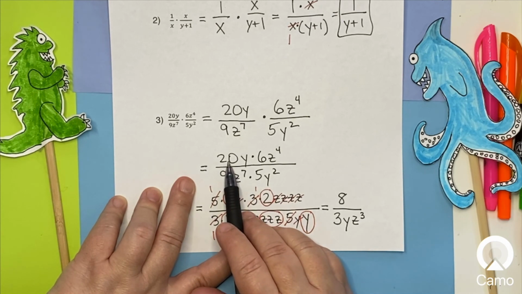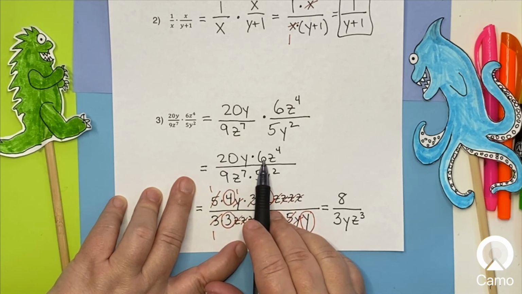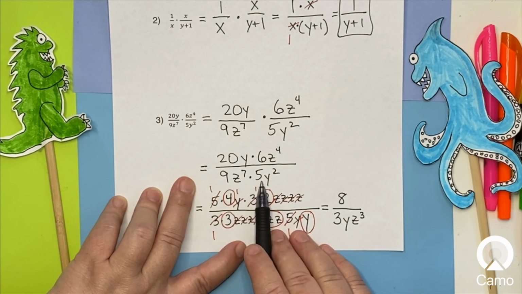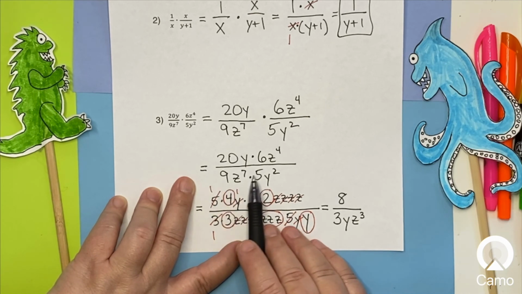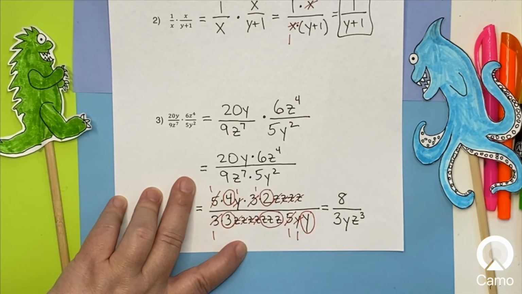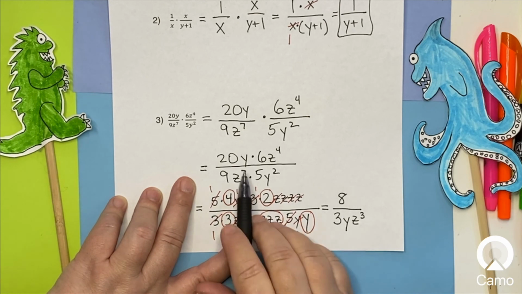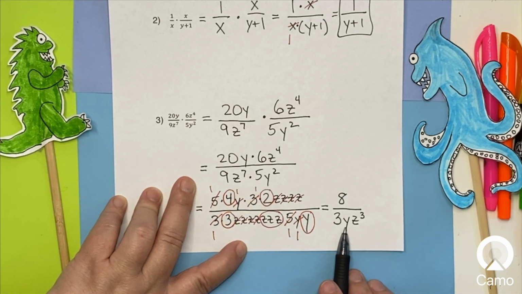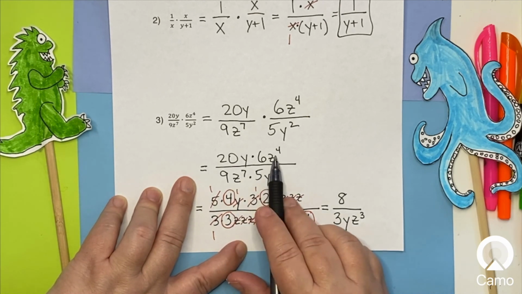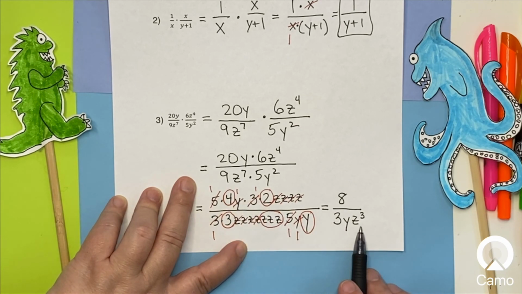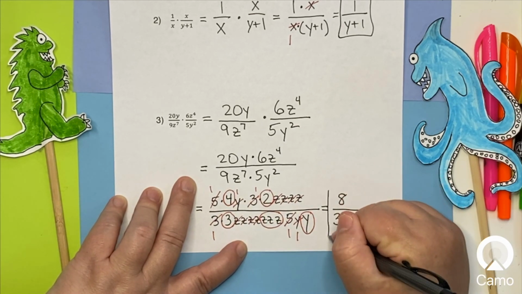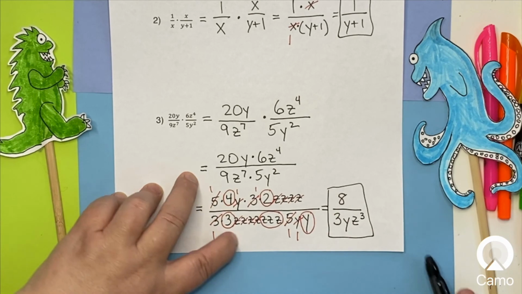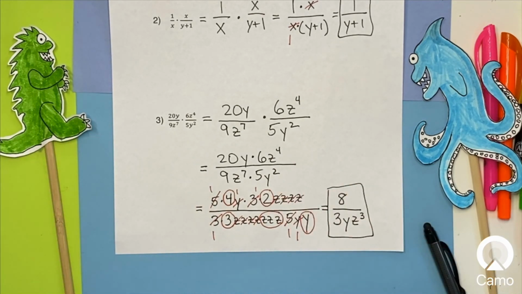The 20 times the 6 is 120. The 9 times the 5 is 45. And so I can, yeah, that'll do it. I'll end up with 8 over 3, yes. The y's cancel, I end up with a single y in the bottom, yes. And I end up with 3 z's in the bottom. I think we've got it. Hopefully there aren't any mistakes. Fingers crossed. And we made it through.